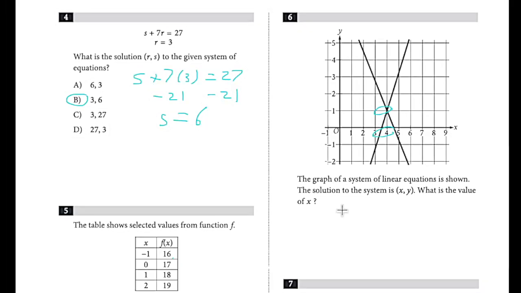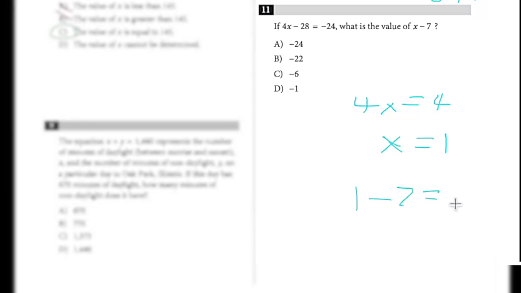What is the value of x in the solution? Again, it's where they touch. The value of x is 4. What is the value of x minus 7? All right, what I like to do is try to just get x minus 7 if possible. So first of all, let's move everything over to the right side. So x is on the left side. So 4x, we'll add 28, right? So negative 24 plus 28 would equal 4. Then x equals 1. Well, at this point, basically 1 minus 7. Okay, 1 minus 7 equals negative 6.